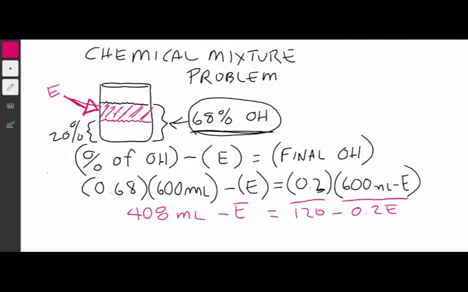Now we can go ahead and solve this particular problem from scratch, but if you work out simple algebraic equations and solve for E, you will find out that E is equal to 288 divided by 0.8, which is 360 milliliters. Now that is the amount that needs to be evaporated for the solution to have 20%.